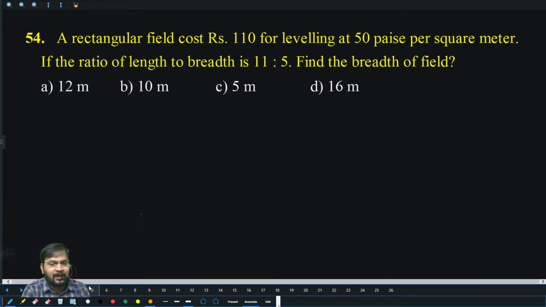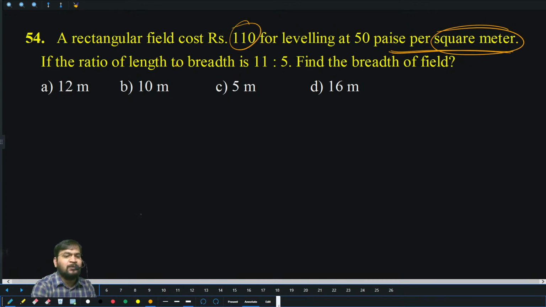A rectangular field costs 110 rupees for leveling at 50 paisa per square meter. Underline per square meter. Square meter means they are doing the work for area. Total cost is 110 rupees, per unit cost is 50 paisa. 110 by 50 paisa. 50 paisa is nothing but half rupee. And the total area is how much? 220. Area is nothing but length into breadth.